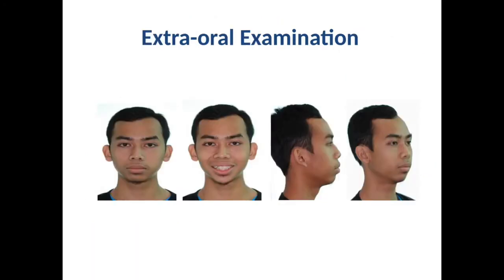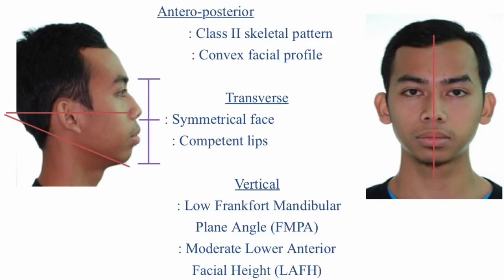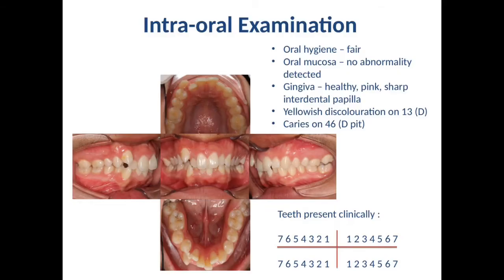Moving on to extraoral examination. For the skeletal pattern, in anteroposterior view, patient has a class 2 skeletal pattern with a convex facial profile. In a transverse plane, patient has a symmetrical face with competent lips, and in the vertical plane, patient has a low Frankfurt mandibular plane angle with a moderate lower anterior facial height.